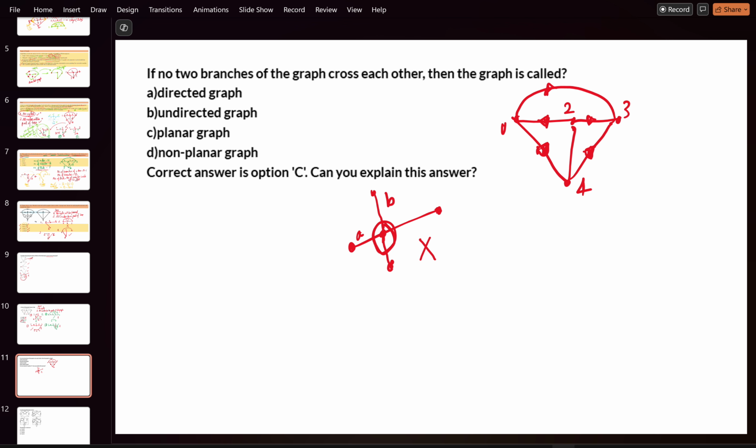We have one question. After that, we will see why it is called planar or how it is non-planar. The basic definition of planar and non-planar is that if no two branches of a graph cross each other, then it is called a planar structure. Okay. So let me give one example.